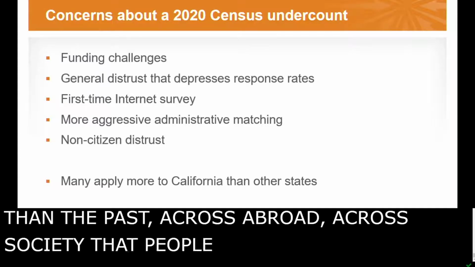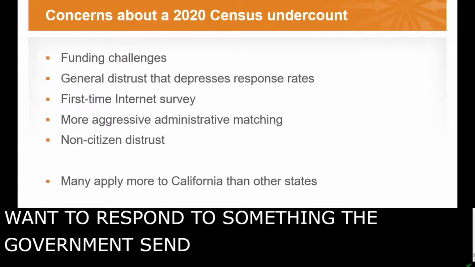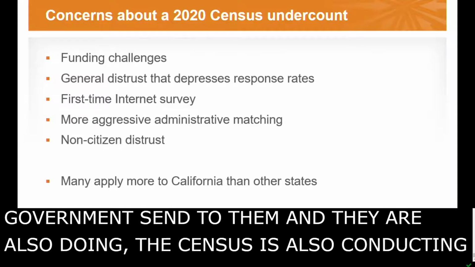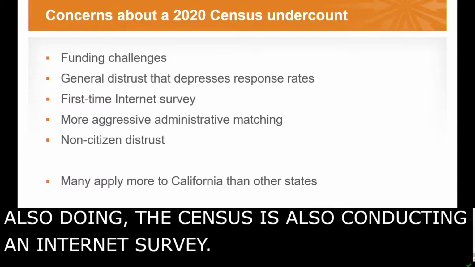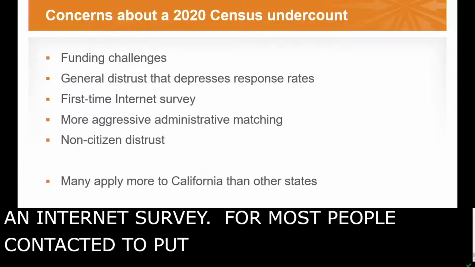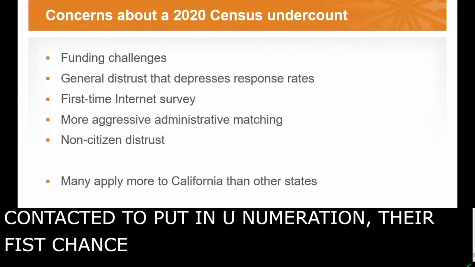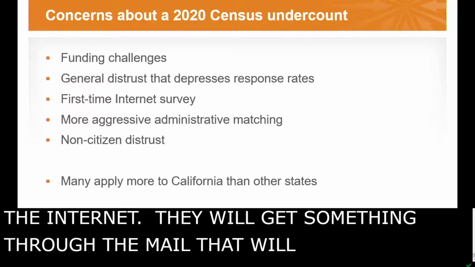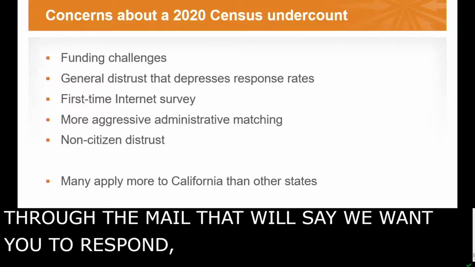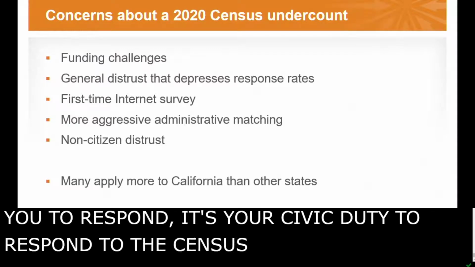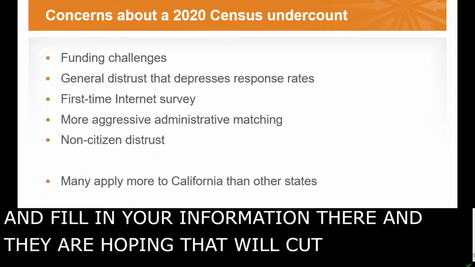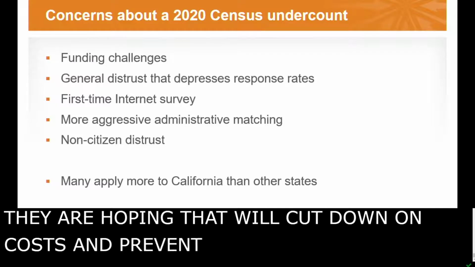They're also doing, as a response in part to the funding challenges, an internet survey for the first time. So for most people who are contacted for the enumeration, their first chance to respond is going to be through the internet. They'll get something in the mail that'll tell them, hey, we want you to respond. It's your civic duty to respond to the census so we can get an accurate count. And then you'll go online and you'll fill in your information there. And they're really hoping that's going to cut down on costs and prevent them from having to go and follow up with as many addresses for people who don't respond.